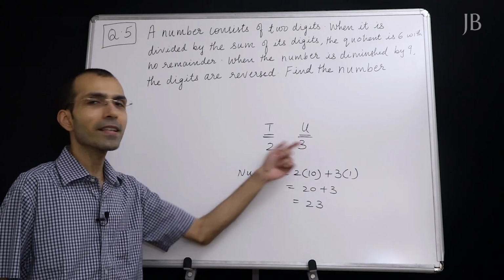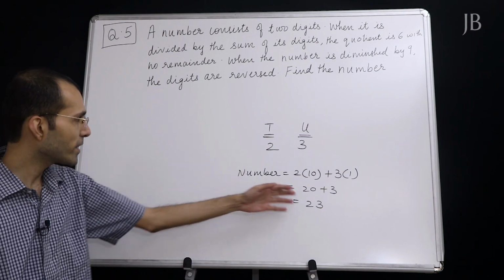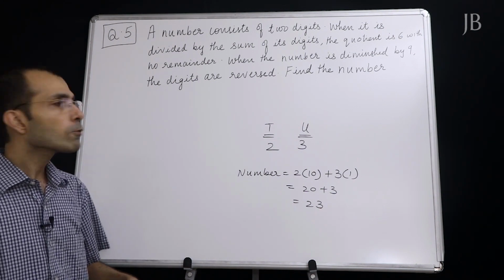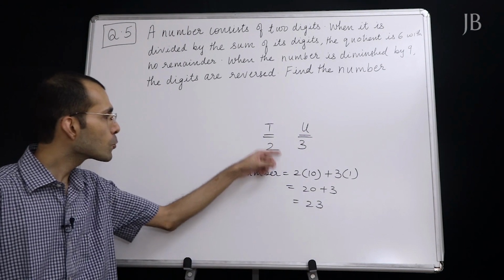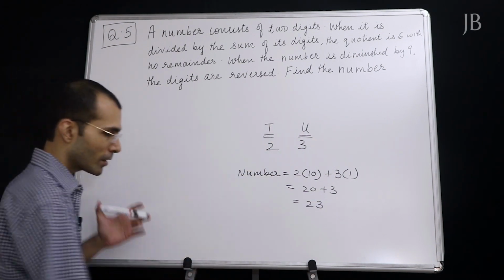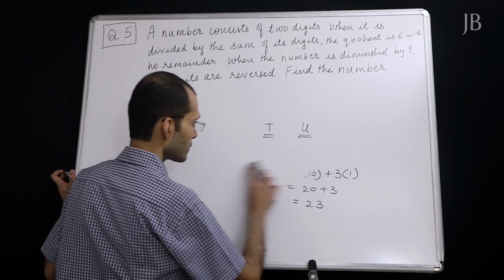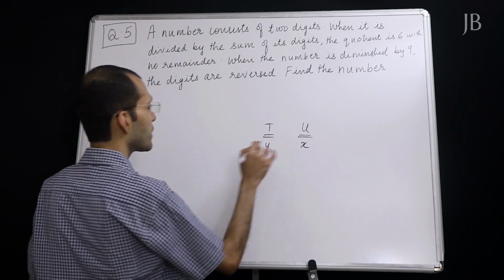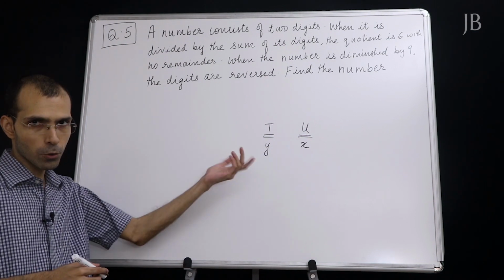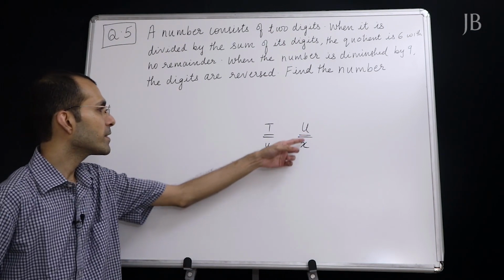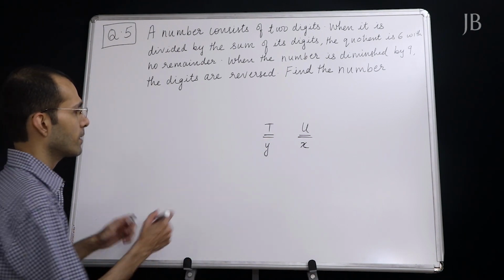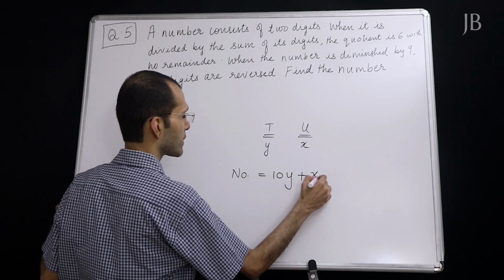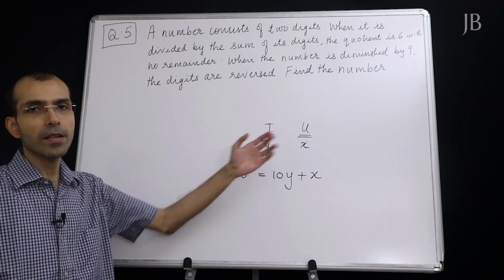The number is 23. What would be the sum of the digits? 2 plus 3. What would be the product of the digits? 2 into 3. Comfortable? So in general, if the units place digit is x and the tens place digit is y, with digits from 0 to 9, then the number will be 10y plus x.